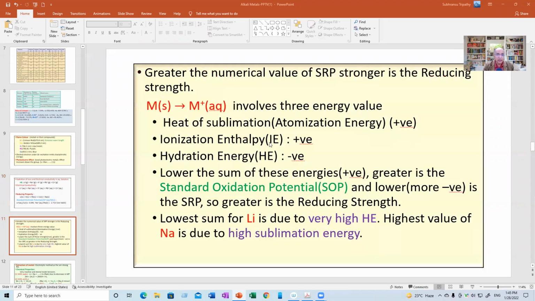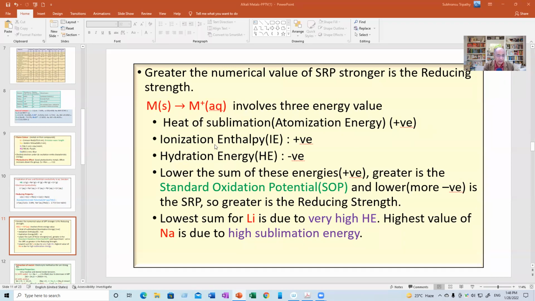So, to study what energies are involved during the conversion of the solid metal from the kerosene to the hydrated ion, three energy terms are involved. First, you have to make it atoms. That is called atomization energy, or some people call it heat of sublimation. That is positive, meaning it is absorbed. So first you take the metal under kerosene and vaporize it. The amount of energy absorbed is called the heat of atomization or the sublimation energy.